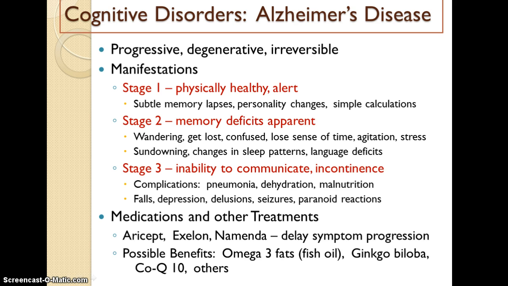There are different medications and treatments that help decrease the progression of the disease, but it cannot stop or heal the disease. Those medications you may have already seen when you're passing meds: Namenda, which we've seen already at our long-term care facility, Exelon, Aricept. There are possible benefits to the omega-3 fats, ginkgo biloba, and CoQ10 and others.